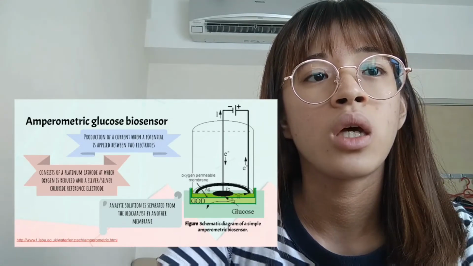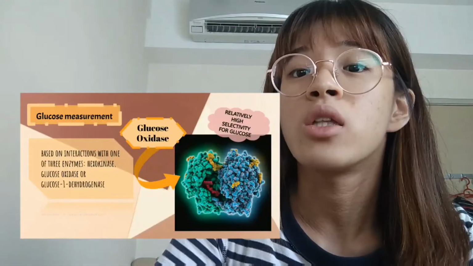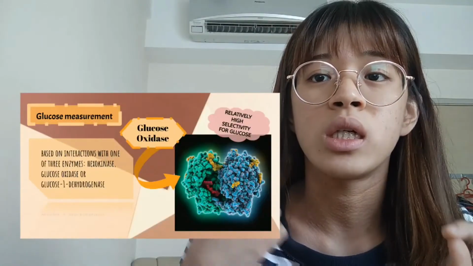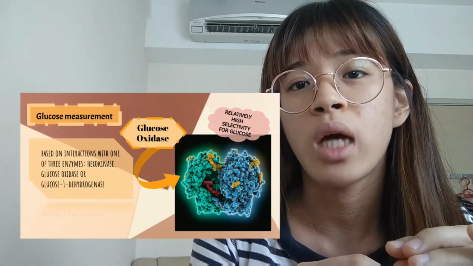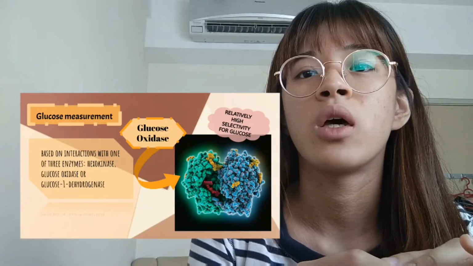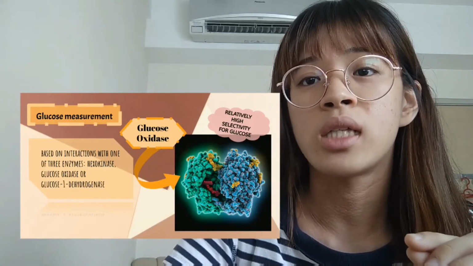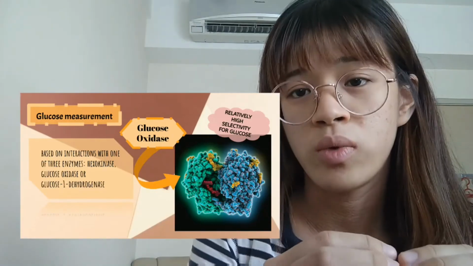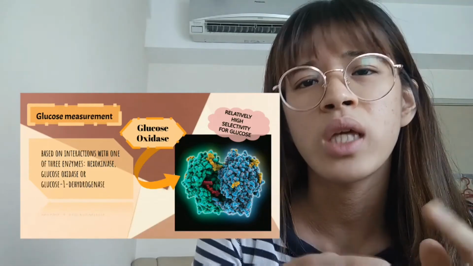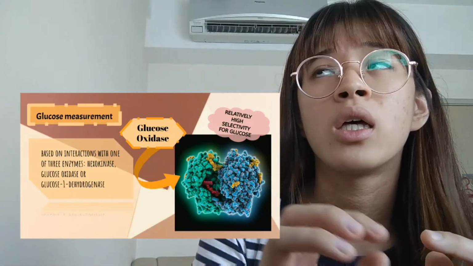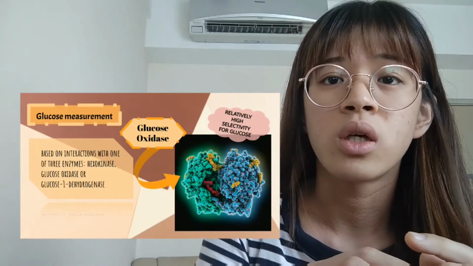This biosensor actually uses three types of enzyme, which are hexokinase, glucose oxidase, and also the glucose 1-dehydrogenase enzyme. But these enzymes actually differ in the redox potential, cofactors, turnover rates, and also the selectivity for glucose.